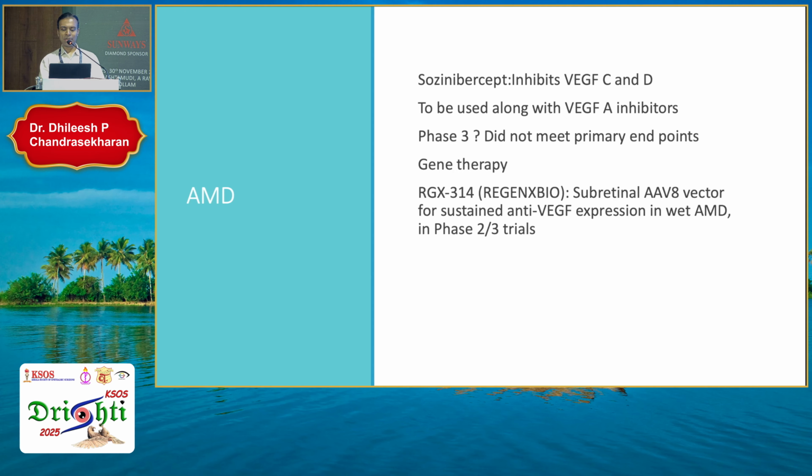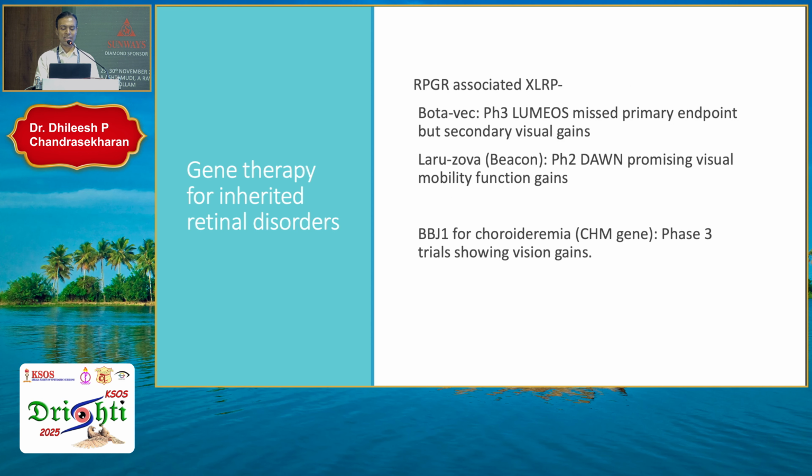RGX314 is a subretinal gene therapy. It causes sustained release of anti-VEGF within the eye. So this is another molecule which is also in trial. This is a treatment for wet AMD, a gene therapy which releases anti-VEGF, which is in phase 2 or 3 trials.